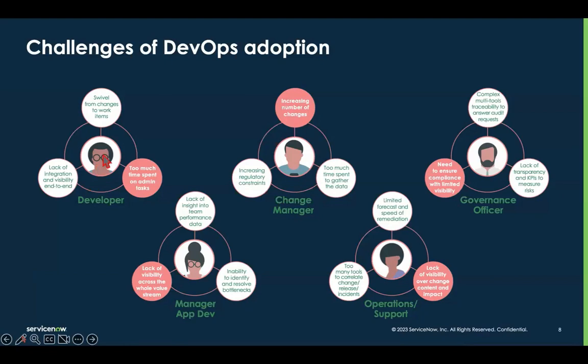And from a development point of view, you often have the engineering manager looking at their team's performance and trying to get insights into how they're doing, but they don't always have visibility across the end-to-end value chain. So a lot of these personas have some issues around how it's managed today.